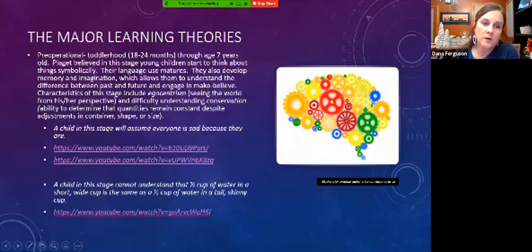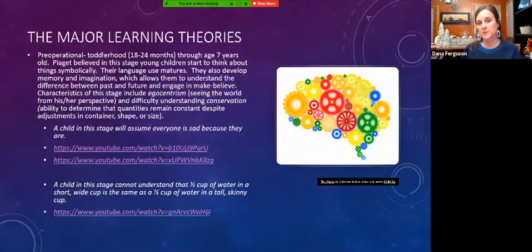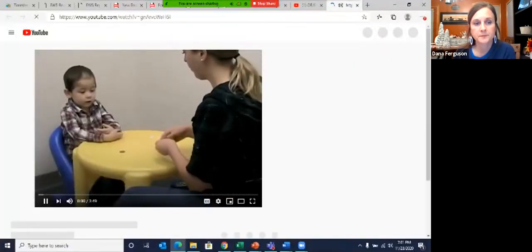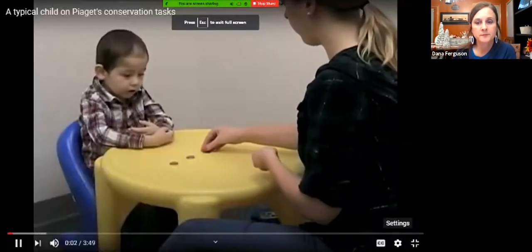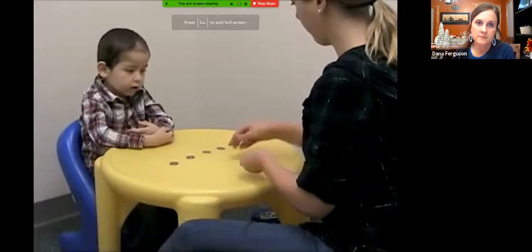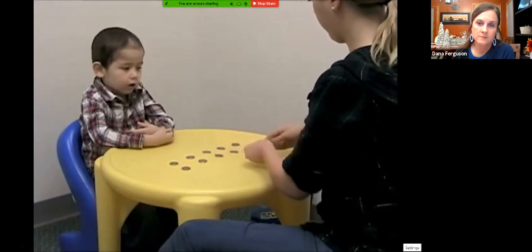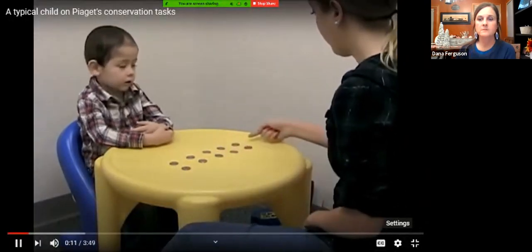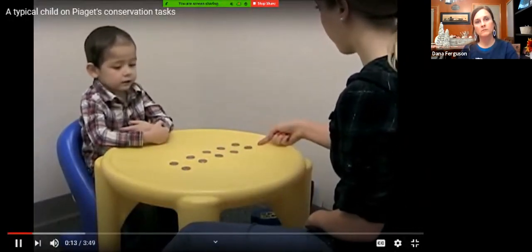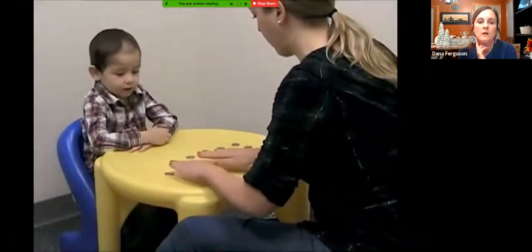So also a child in this stage cannot understand that a half cup of water in a short wide cup is the same as a half cup of water in a tall skinny cup. So I have a short video here to show you about that too. So I'm gonna make 2 rows of quarters. Okay, does this row have more quarters, or are they the same? The same? Okay, now watch.